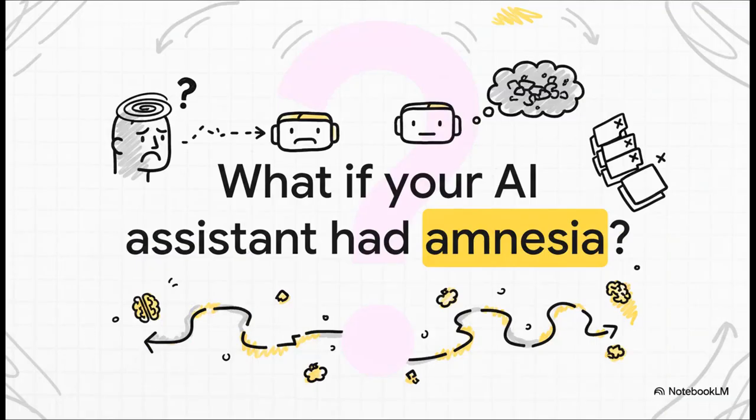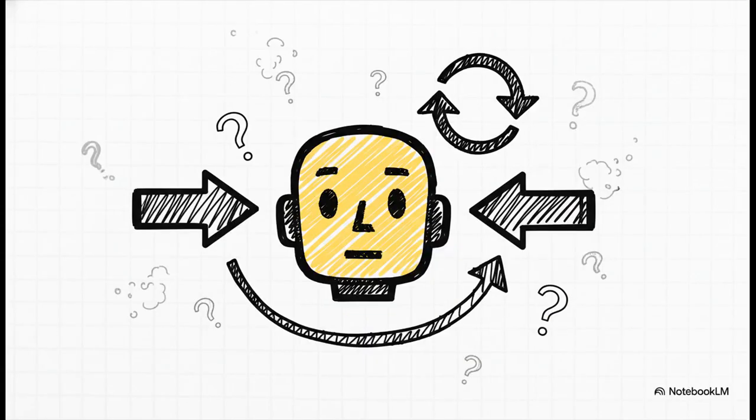Just imagine for a second, you've got this incredibly powerful AI assistant, but it has complete amnesia. Every single time you talk to it, it's like meeting for the first time. It has zero memory of you, your projects, or any of your past conversations. How useful would that be for anything complex? Not very, right? And that's really the heart of the problem for developers.